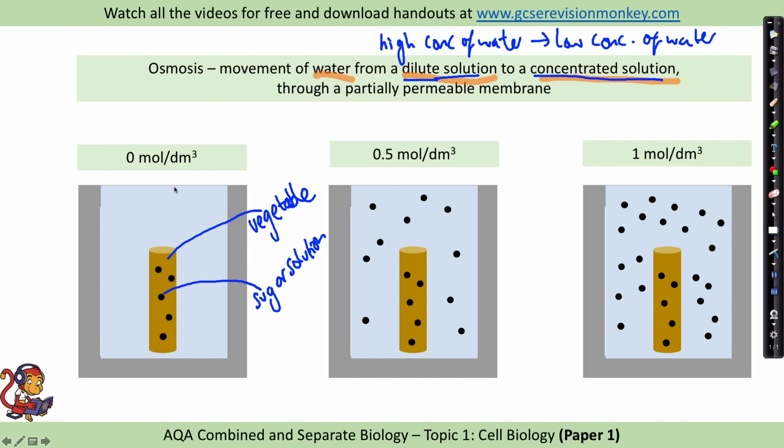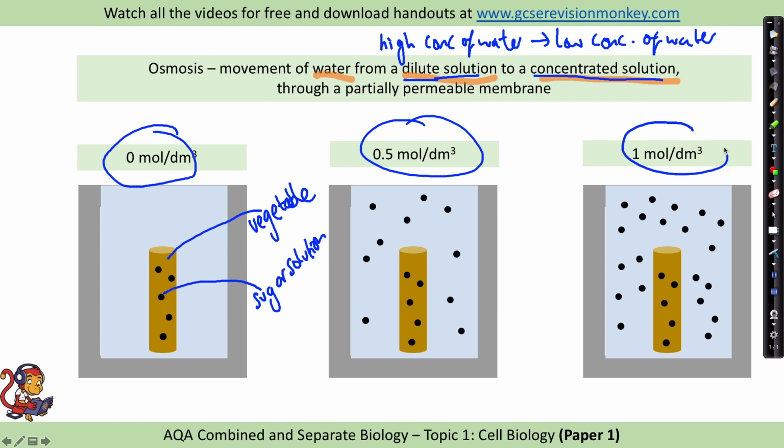In the experiment you will put the vegetable pieces of approximately the same size, so you'll try and make the width and the length the same, but they're naturally going to have slightly different masses, and you account for that by looking at the change in mass, which we'll talk about later on. You're going to put these vegetable pieces in different concentrations of sugar solution.